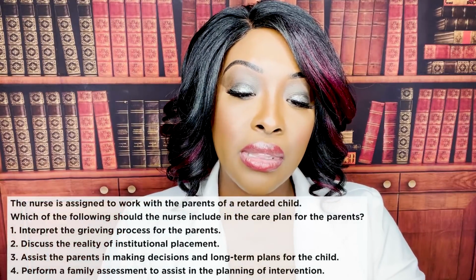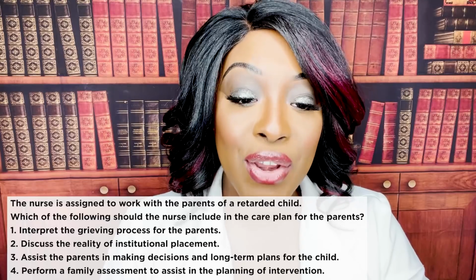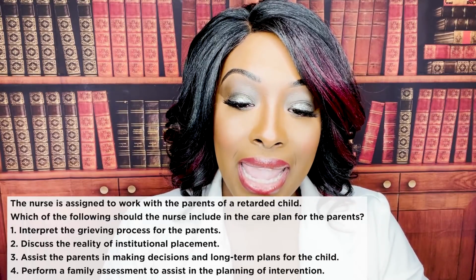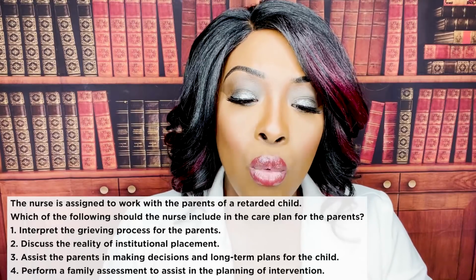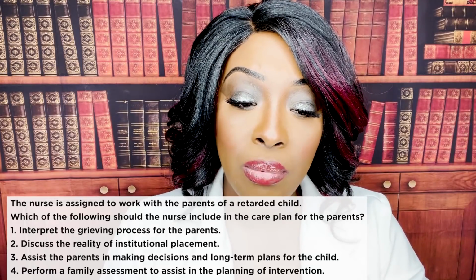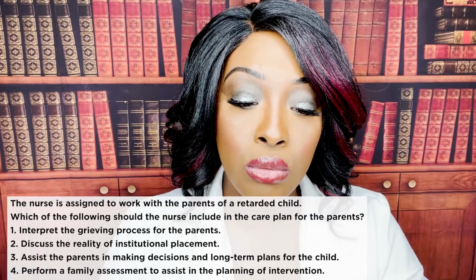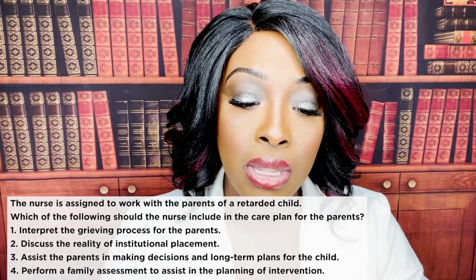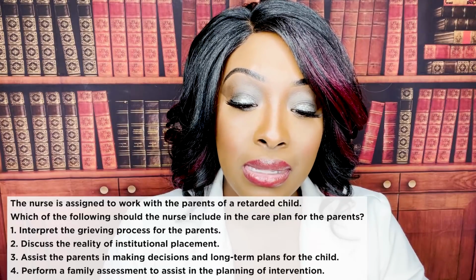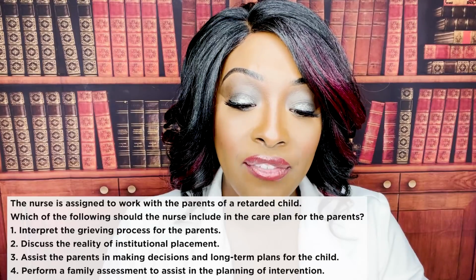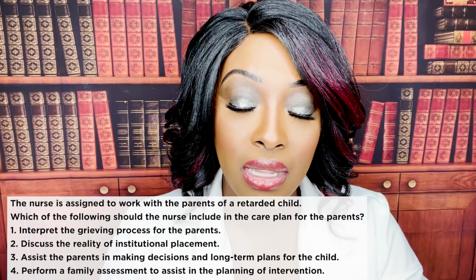A nurse is assigned to work with the parents of a mentally disabled child. Which of the following should the nurse include in the care plan for the parents? 1, interpret the grieving process for the parents. 2, discuss the reality of institutional placement. 3, assist the parents in making decisions and long-term plans for the child. Or 4, perform a family assessment to assist in the planning of intervention.